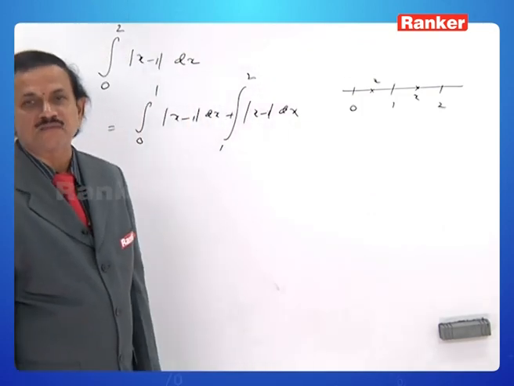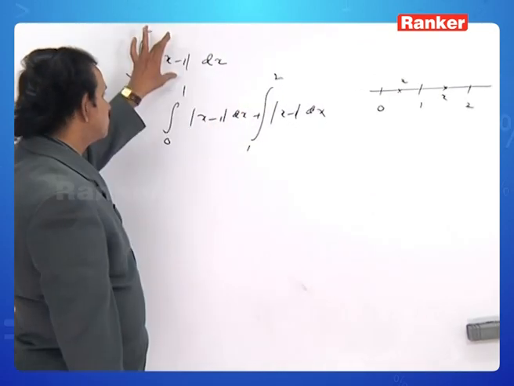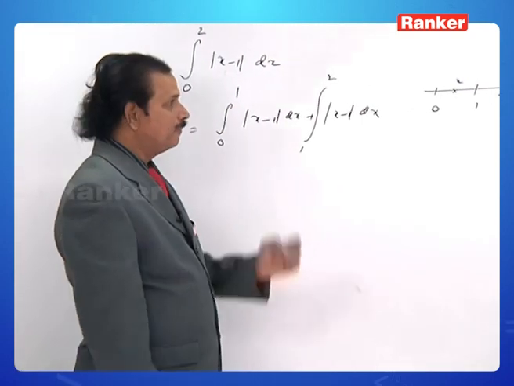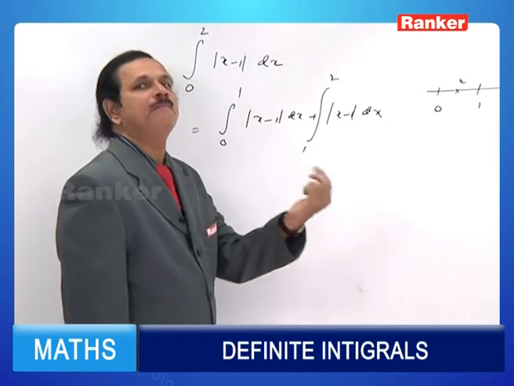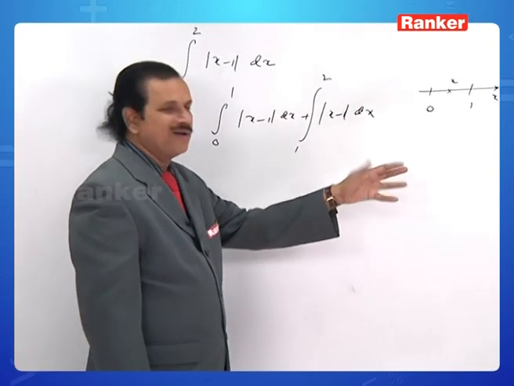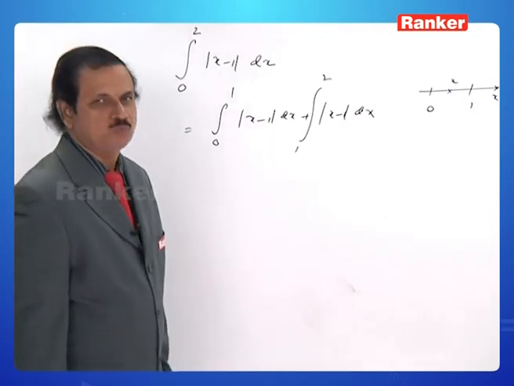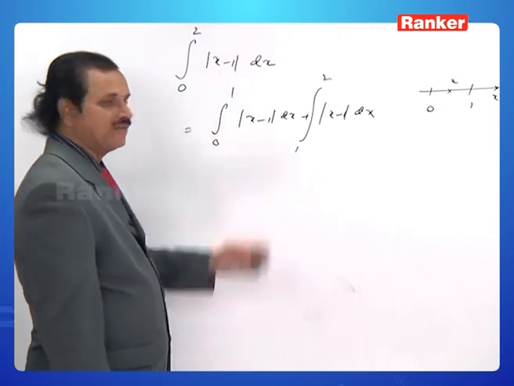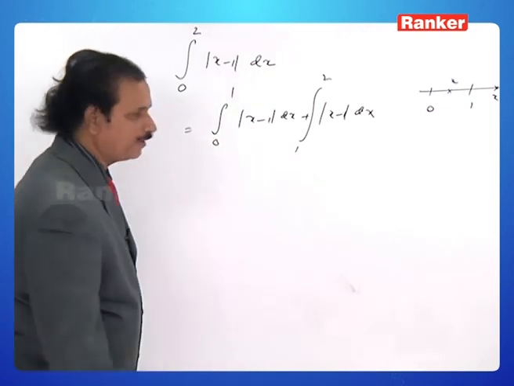X minus 1 itself. That is, mod x minus 1 takes two different values, behind 1 and beyond 1. Behind 1 it is 1 minus x, beyond 1 it is x minus 1. That is why, by keeping that point in view, I could have divided this into two integrals.